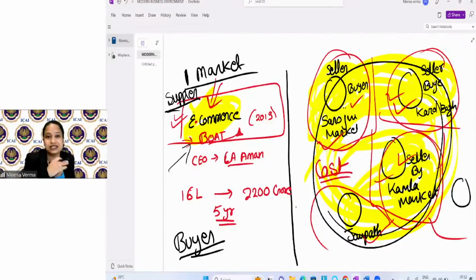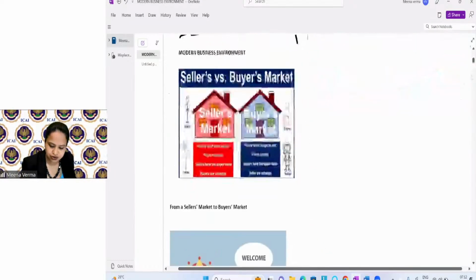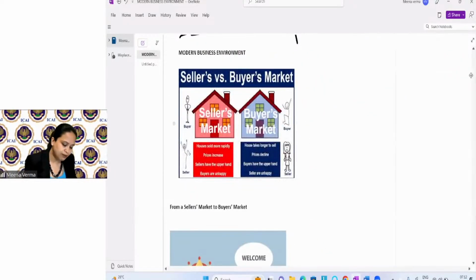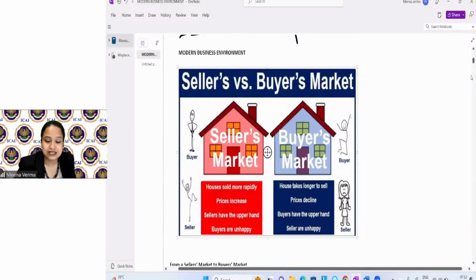But now the scenario has changed. Buyers have become more powerful. Customers have become more powerful because they are more aware. They can make the comparison and they can find the best product. So customers are now dominating the markets. Buyers are now dominating the markets. They have the power to dominate the market, right? So for that reason, here we are discussing that the market has changed now, right? So the market here has changed from what? Seller's market to a buyer market, right?